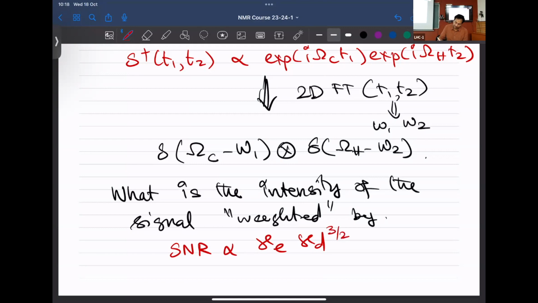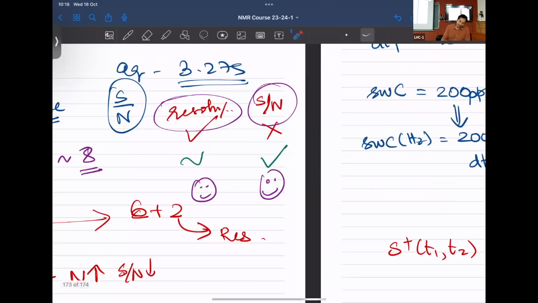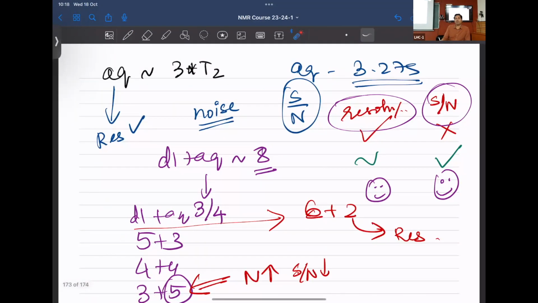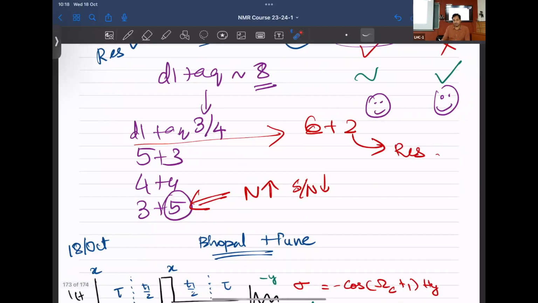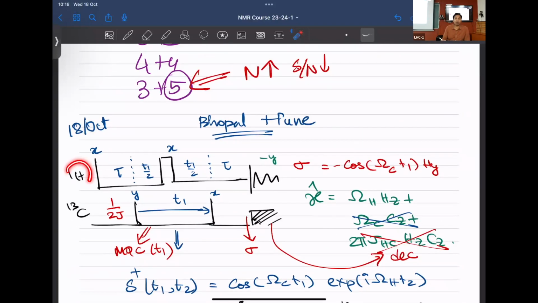If I remember correctly, it will be something like this: excited power 1 and detected power 3/2. So therefore, what are we trying to say? The coil is most sensitive when you excite in proton and detect in proton. One thing: since you're exciting proton and allowing polarization to get transferred, it's going to depend on proton T1, not carbon T1.